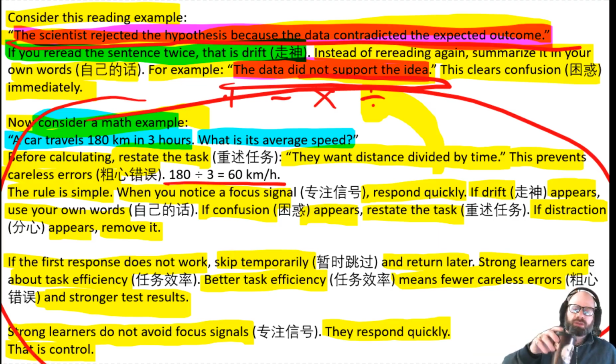And if you are confused, you should say the task again. Confusion is a noun, confused is an adjective. Okay. And distraction, distract, distracted. If you are distracted, remove it. Remove the distraction. Sure, that's good enough.